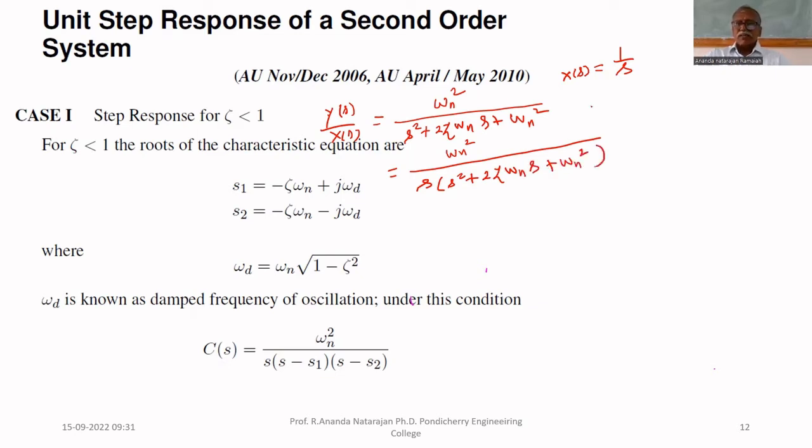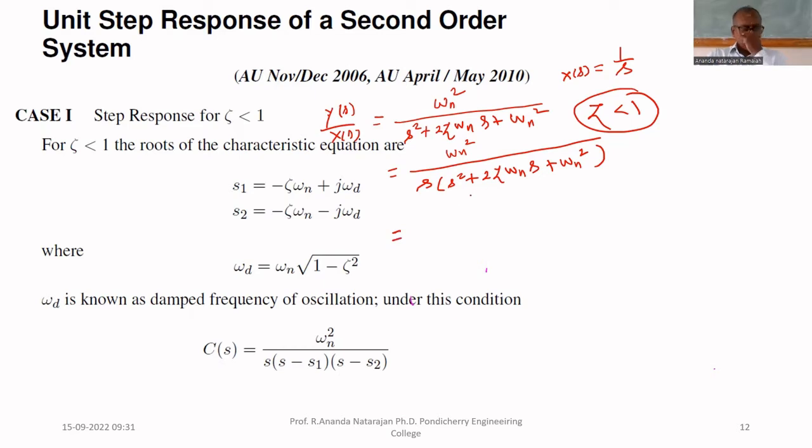Here we are assuming that zeta is less than 1. There are different possibilities for the roots: the roots may be real, complex, repeated, or imaginary. Here we are considering only one possibility, that is based on zeta. That also we'll see.